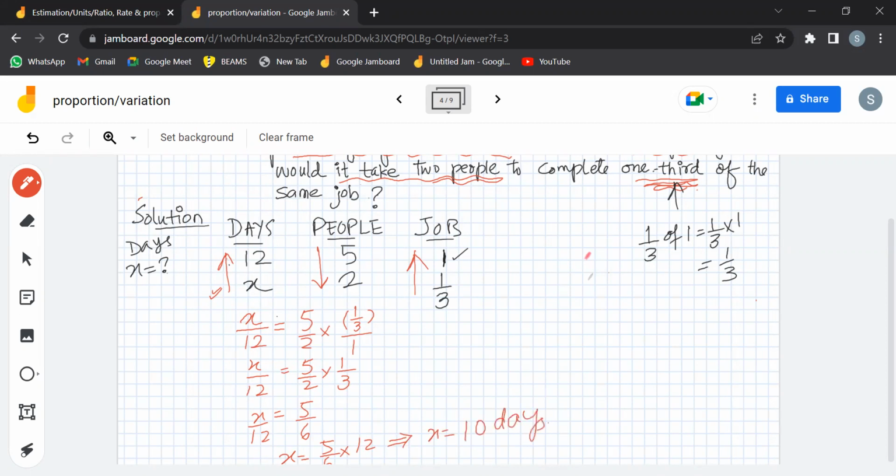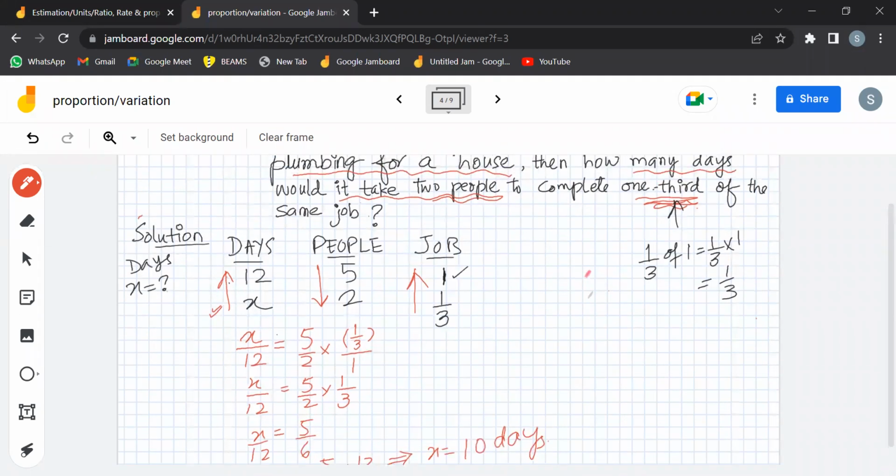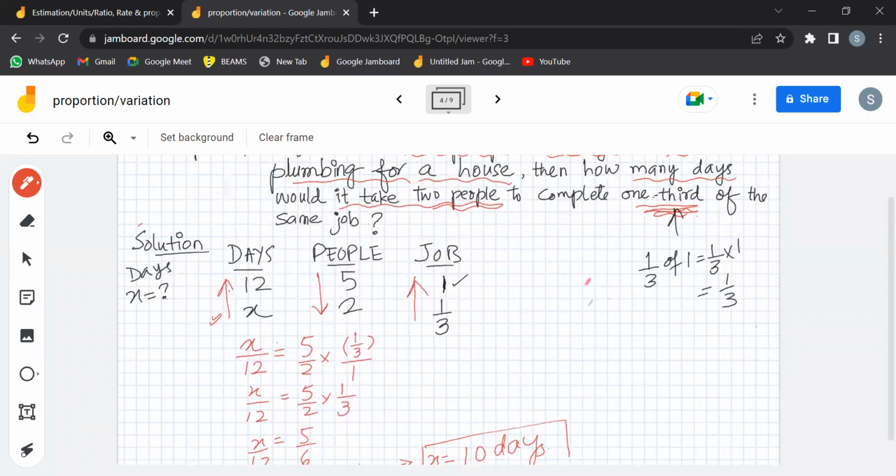So it means that 10 days are required if we have two people and we want to complete 1/3 of that job. So the answer is 10 days. So a good question. Both direct and inverse proportions were involved here: inverse for the days and the people, and for the days and the job it is direct. So simply follow the arrows and you can reach the answer.